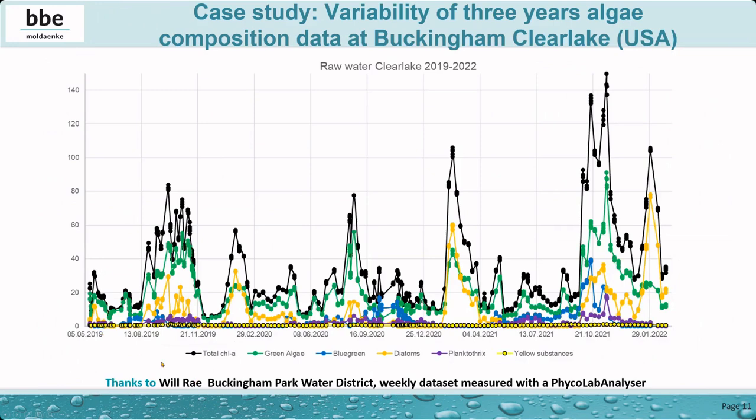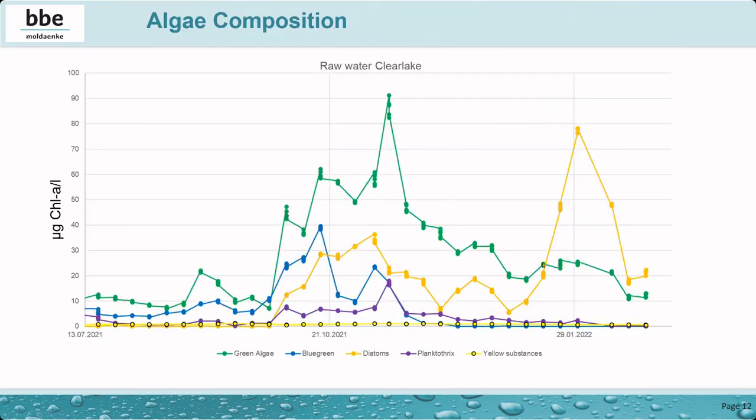Thanks to Will, who makes all these measurements, and you see here the distribution of the different algae over 1 year. You see 3 years, from May 2019 until February, March 2022, and yes, that's a very long data track. If you just look at this area, you see what we are measuring. We measure green algae, diatoms, blue-green algae, Planktothrix rubescens as a red type of cyanobacteria, and yellow substances.